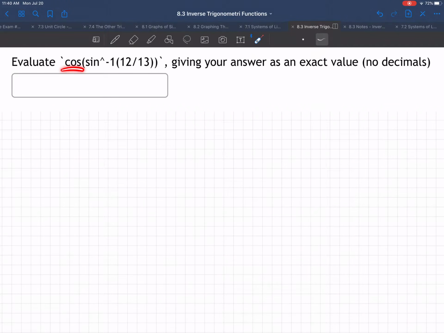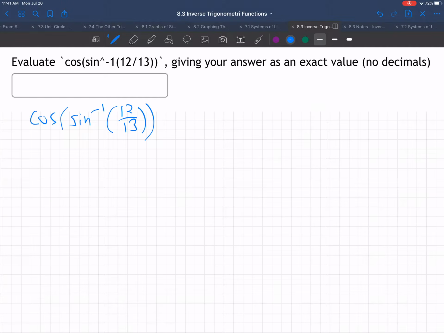Let's evaluate the cosine of the sine inverse of 12/13 and give an exact value answer. So let me write that down. It's the cosine of the sine inverse of 12/13. Cosine of the sine inverse of 12/13. How do we do this?